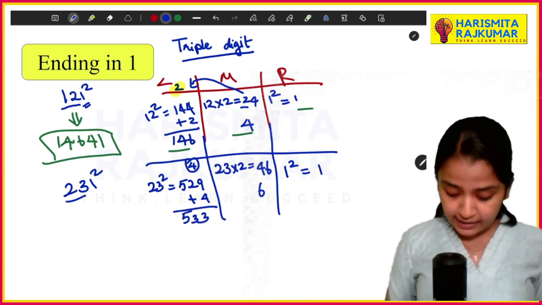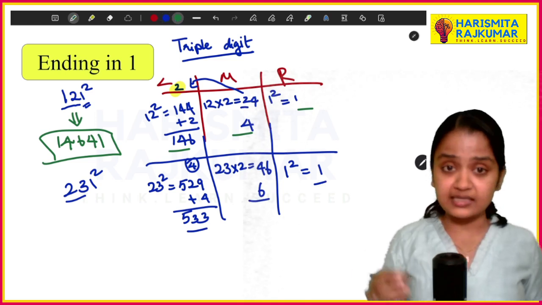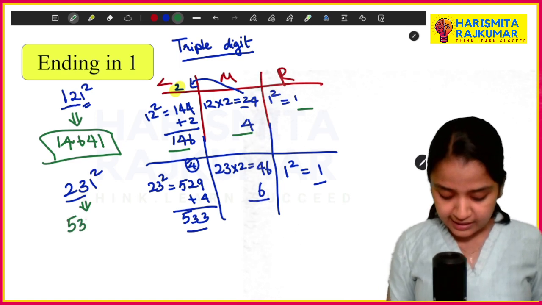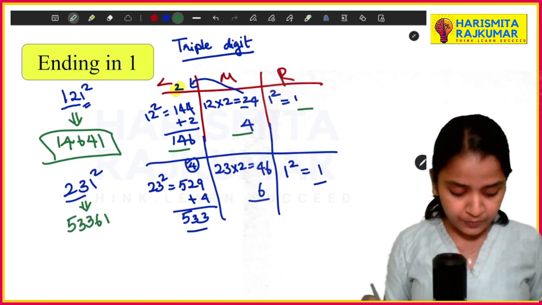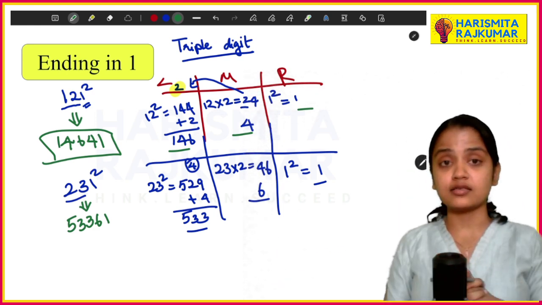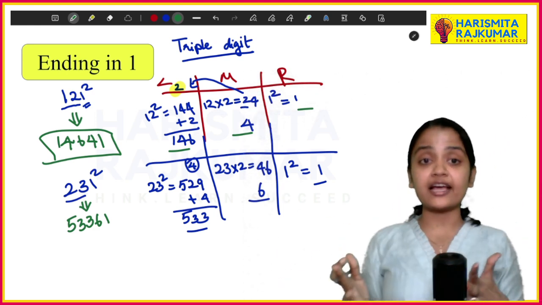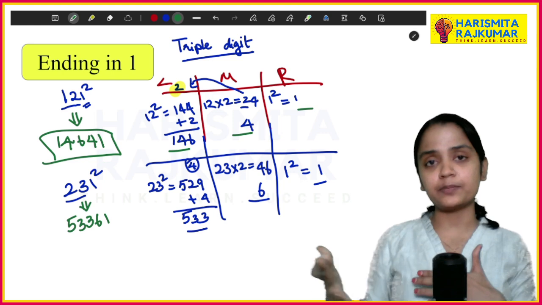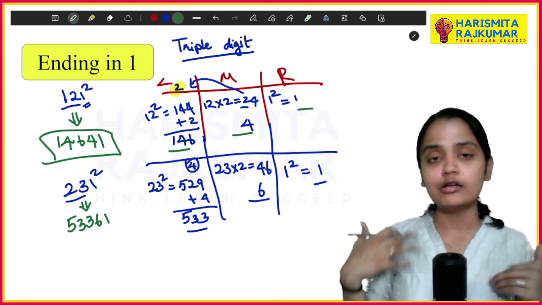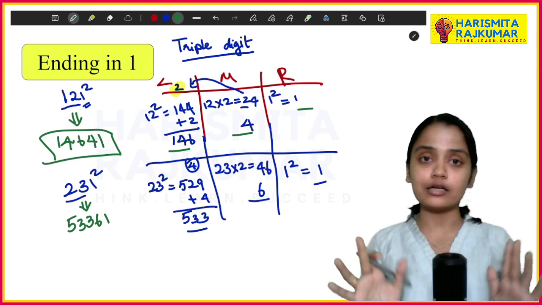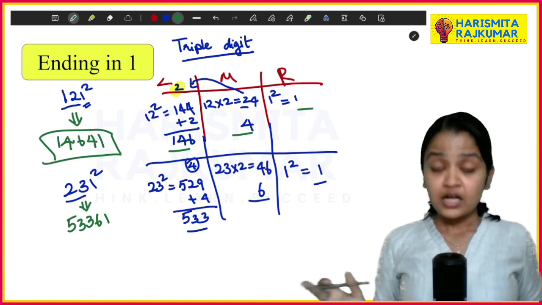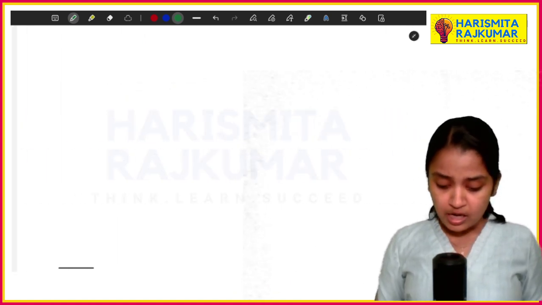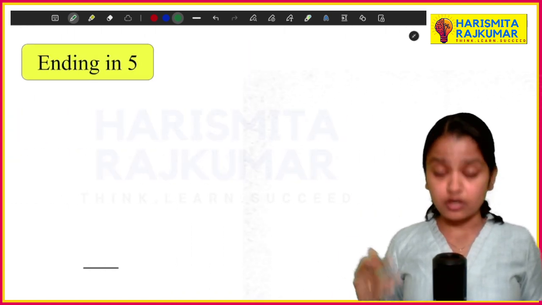So my final answer, I have to write in the same order. So my final answer for this will be 53361. So you guys just check and comment below, is this answer right? Multiply using the normal multiplication method, and cross-verify whether the method and the answer are right or not. Now let us go to the next one: numbers ending with 5, right?